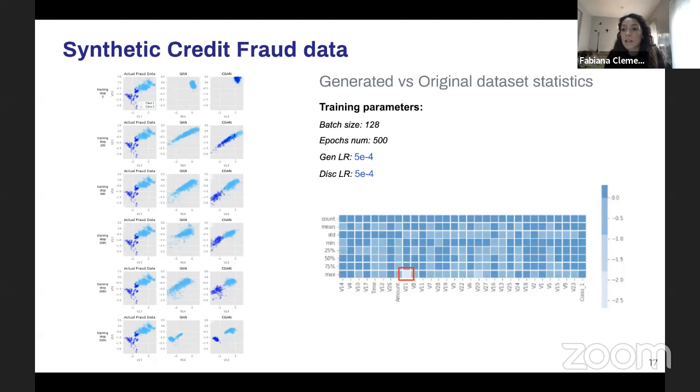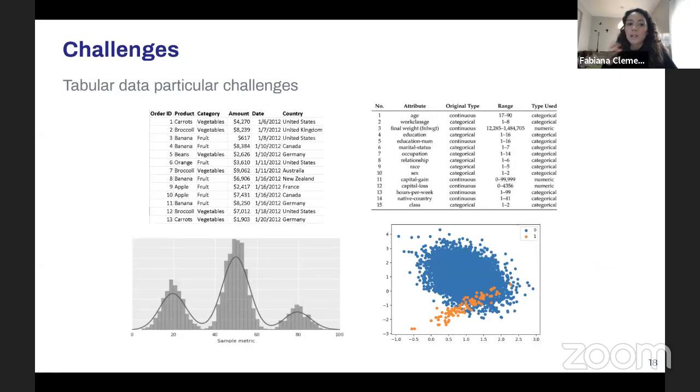These results let us know the potential of GANs to generate synthetic data. Nevertheless, there are some challenges that are specific to data and others to GANs that I will be covering in the next two slides. So, although image generation is not an easy task, generating tabular data can be extra challenging.